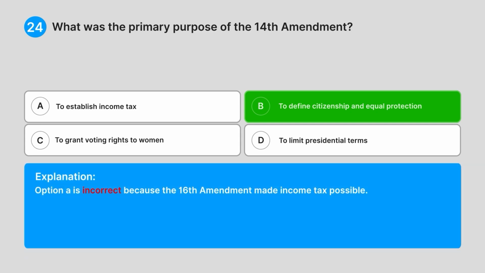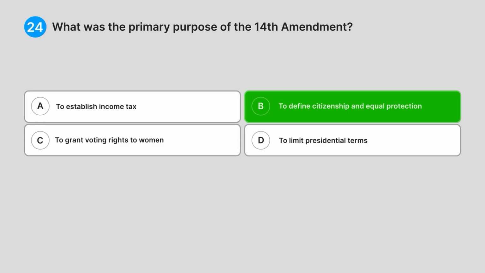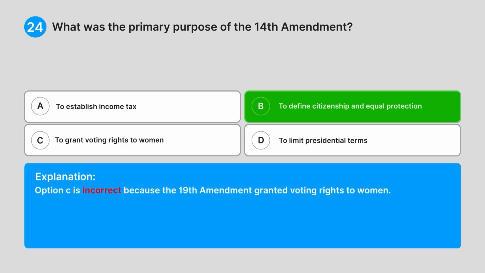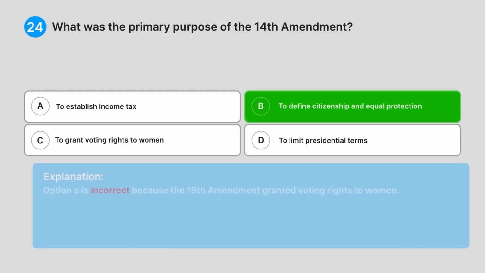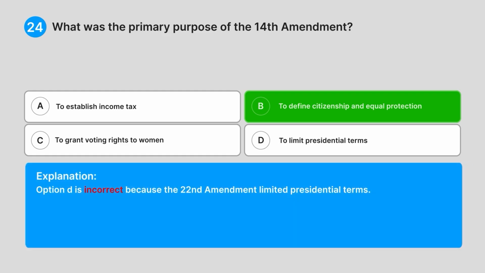Option A is incorrect because the 16th Amendment made income tax possible. Option C is incorrect because the 19th Amendment granted voting rights to women. Option D is incorrect because the 22nd Amendment limited presidential terms.